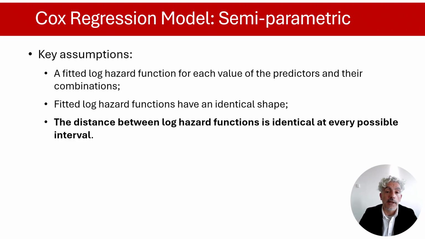So I illustrated that the Cox regression model is semi-parametric. As I said, it doesn't concern itself with modeling or assuming a shape for the baseline function. There are different types of models that are more traditionally based on parametric assumptions on the baseline function. But the Cox regression model doesn't need that.